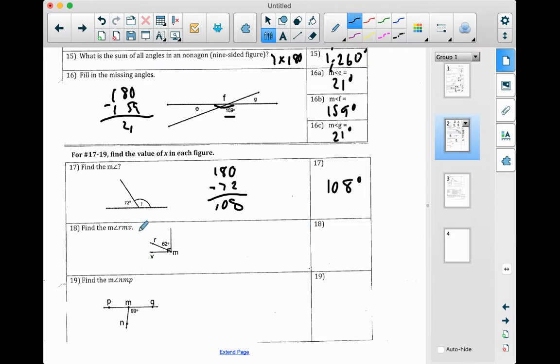All right, this one says find RMV, so that's right here, that's this angle. I see the little box. The little box tells me this is a right angle, which is 90 degrees. These angles are complementary. This one is 62, so I'll subtract the 62. It's going to be 28. So this one here has to be 28 degrees.